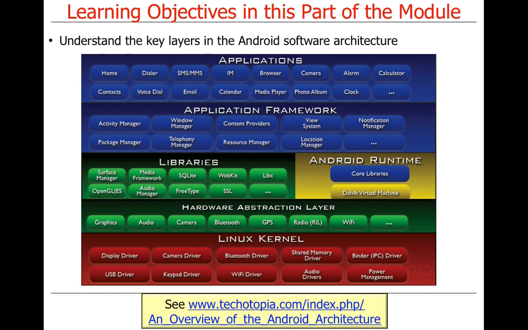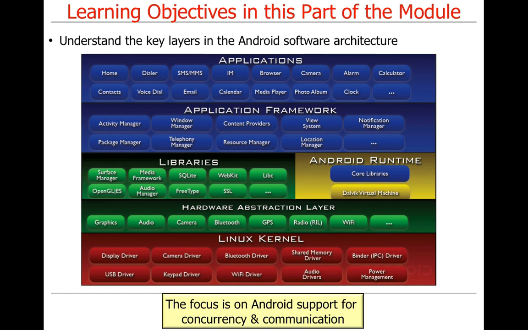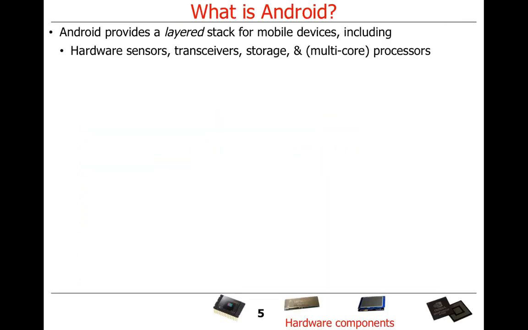Now, if you go to this link here, you'll get this diagram plus some good explanations of what all this stuff means. And I'm going to talk about a lot of it here, but if you want a nice overview, that's a good place to go to look for more information. Android is a vast thing, and we're not going to try to cover all of it. We're really going to cover the part that focuses primarily on the topics in this course, which are concurrency and communication. But there's lots and lots more stuff that we could cover.